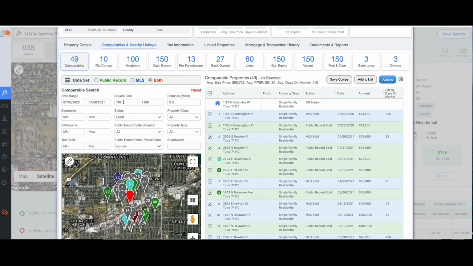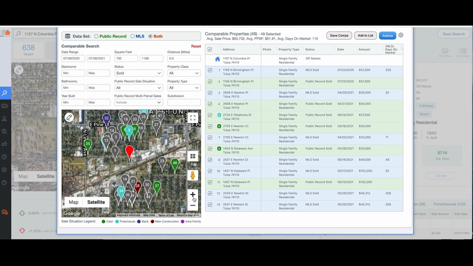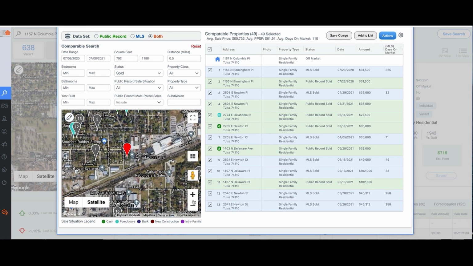And I'm going to make sure that the square footage parameters is where I want. Since it was a 990 square foot house, it's giving you a little range here. If you don't like this range, you can stretch it out, like if you don't get enough comps in this range. And it puts you at a distance of 0.5 miles. What I like to do is kind of zoom into the actual house itself at first to see how many are just right in the neighborhood. You can see this house is in a weird part of town where there's a lot of commercial buildings.